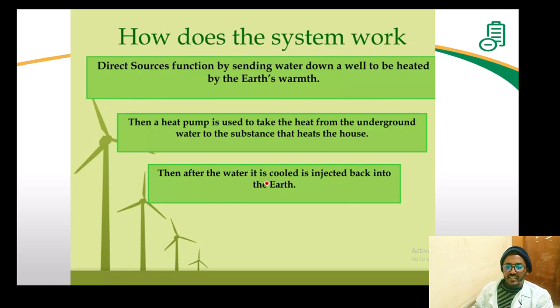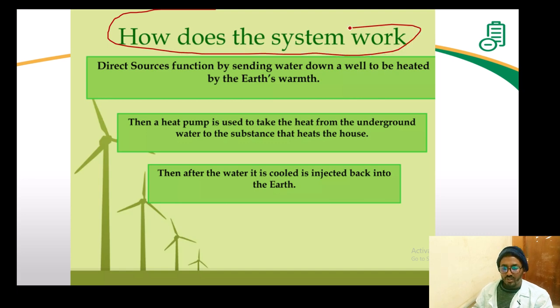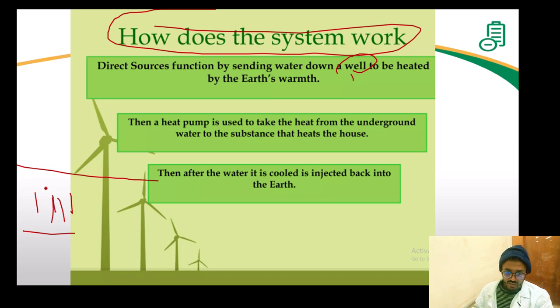So the question is, how does the system work? How does geothermal work? The first step is the direct source function: sending water down a well to be heated by the earth's warmth. Let's say this is the surface that we are living on, and this is beneath the surface, the crust. The first thing we do is send this water down a well to be heated. We just pour the water here.